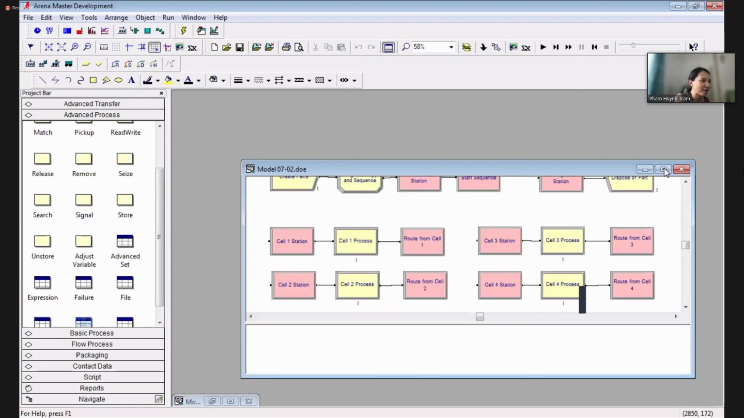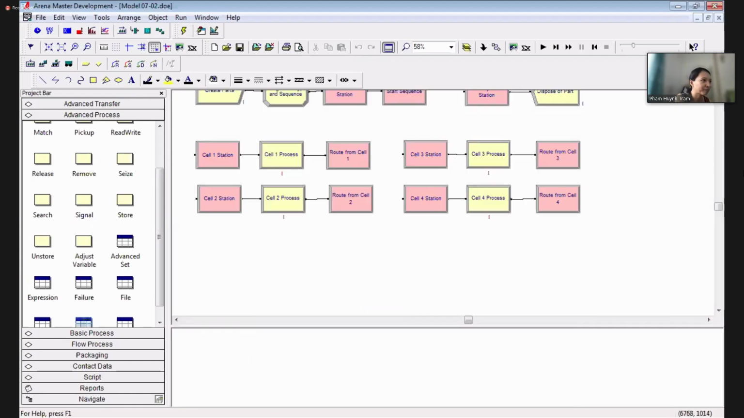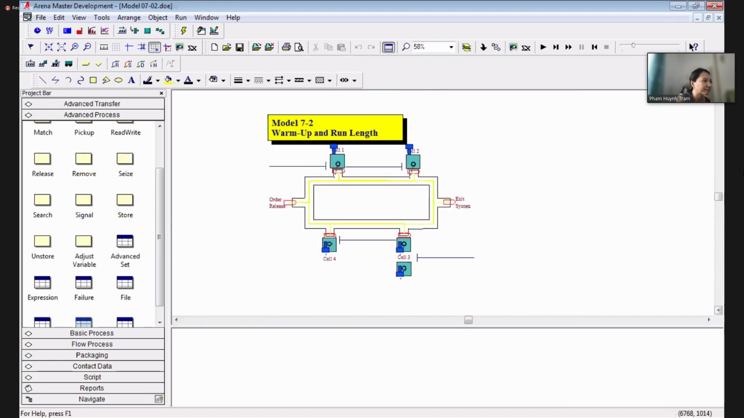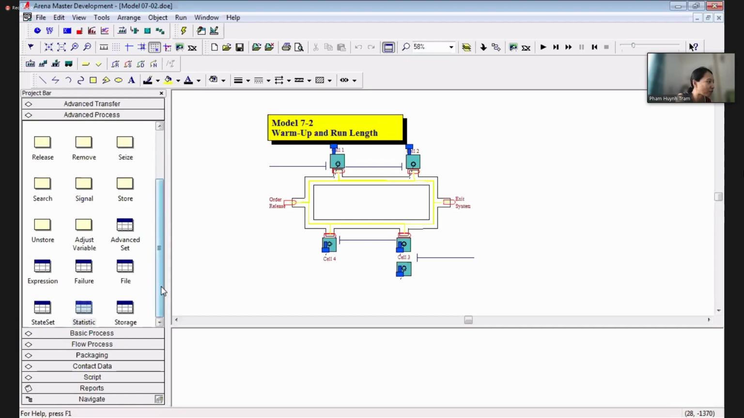Hope you still remember this example. This is the one. Suppose that we want to run this system for steady state to evaluate the inventory levels of the system. So in our statistics, we will record the WIP of the system, the total WIP of the system. WIP is considered the inventory level.